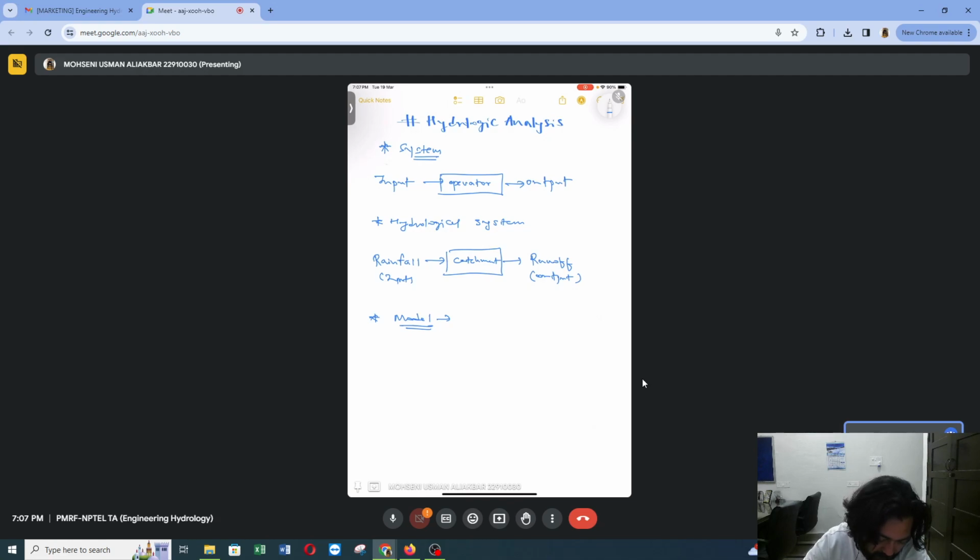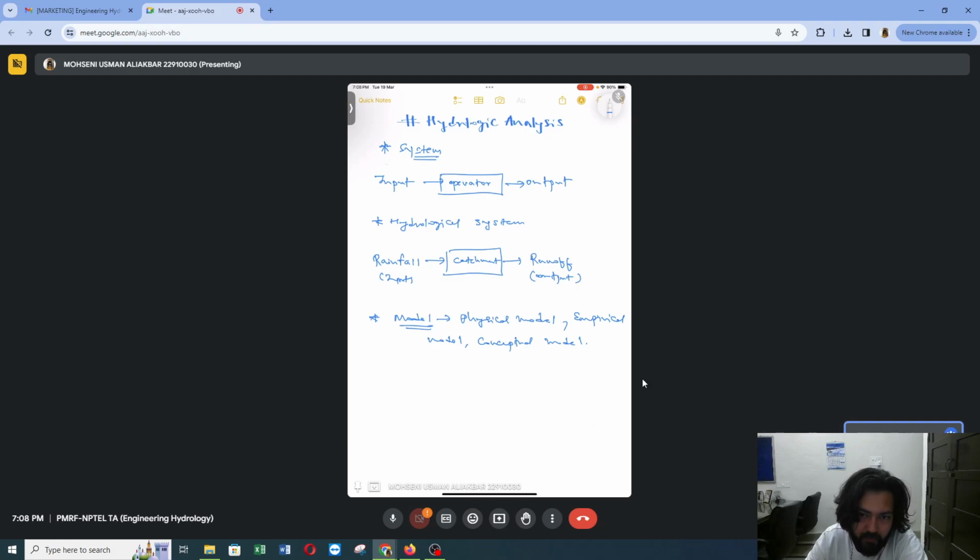So we can categorize that as a physical model, right? It can be an empirical model, or it can be a conceptual model. So these are different categories of models. Physical models are those models which are basically run on the governing equations, right?